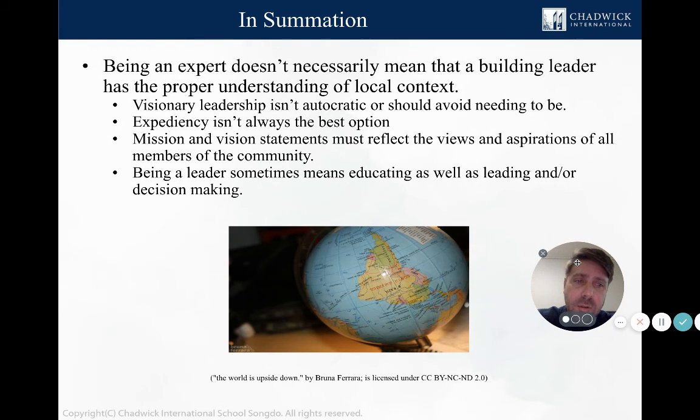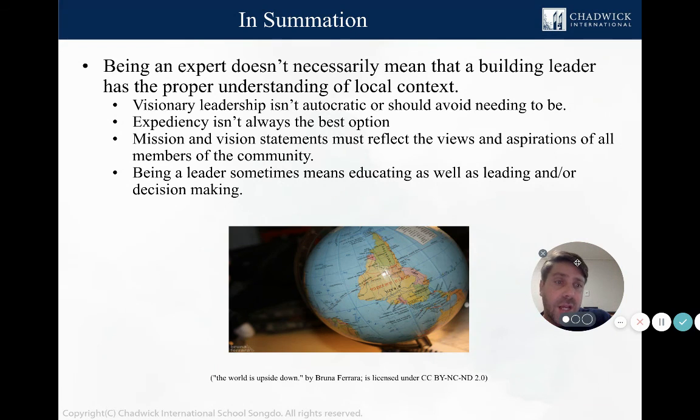I think that listening is a really important skill that a building leader needs to develop, and patience is something, again, that, when looking at this particular case study, I see a lot of parallels to things I've experienced throughout my career as a mid-level leader. Again, visionary leadership isn't autocratic, or should avoid needing to be. I think, again, expediency isn't always the best option. Mission and vision statements must reflect the views and aspirations of all members of the community. And being a leader sometimes means educating as well as leading and decision making.